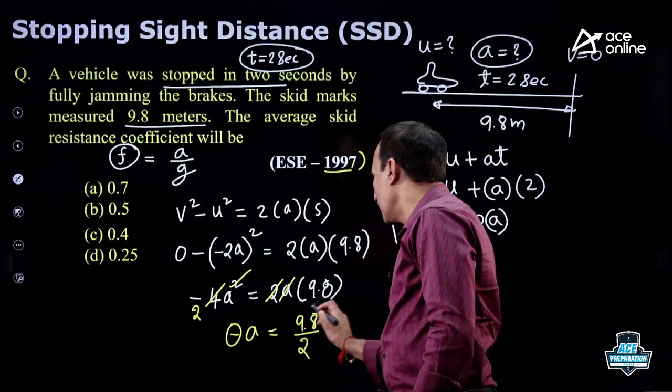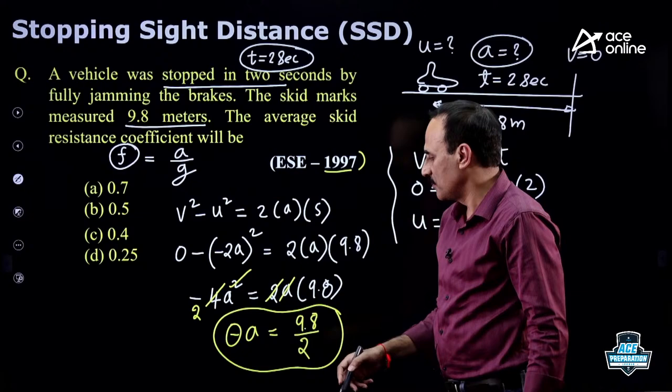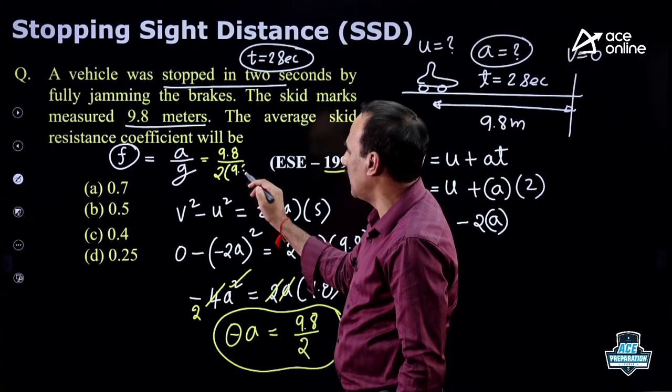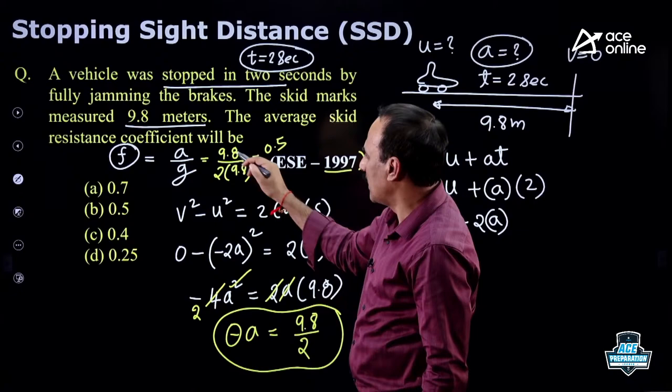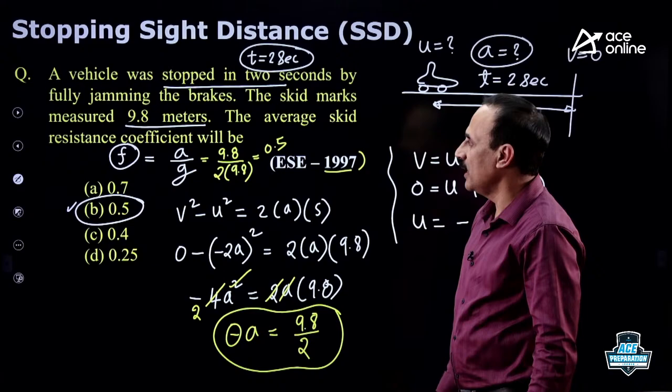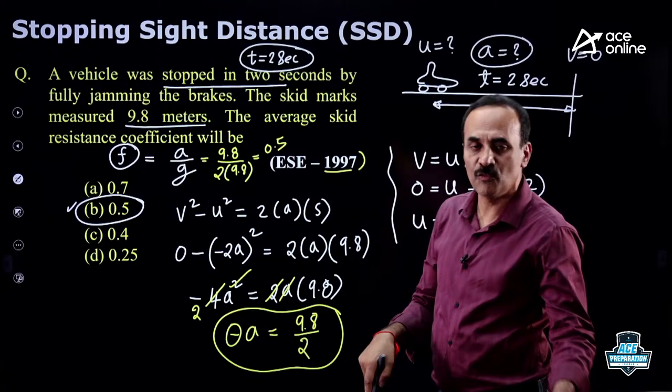And f is equal to A by g. A is 9.8 by 2, minus A actually. G is acceleration due to gravity, I'll take 9.8. So 9.8 gone, friction is 0.5. Like that, you need to simplify and get the answers without a calculator in the ESE exam. If time and something else is given, you need to use the linear motion equations, whatever you have with you.